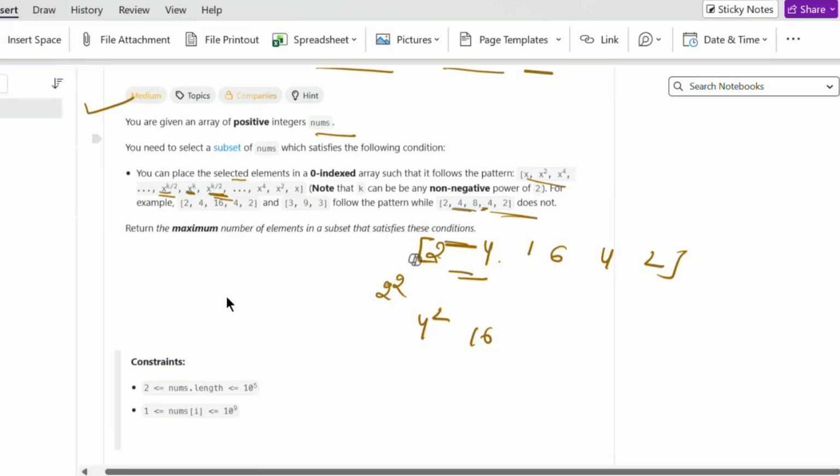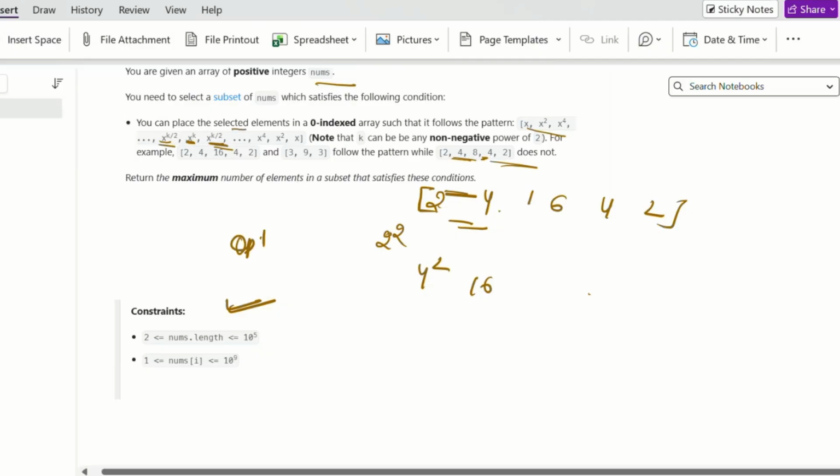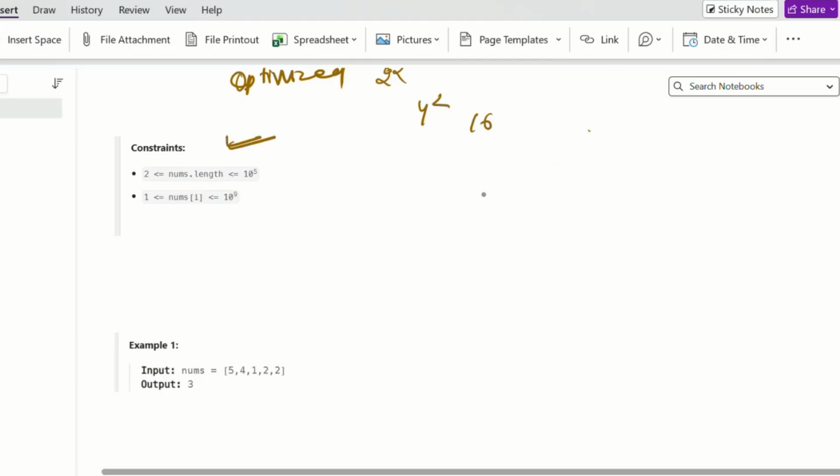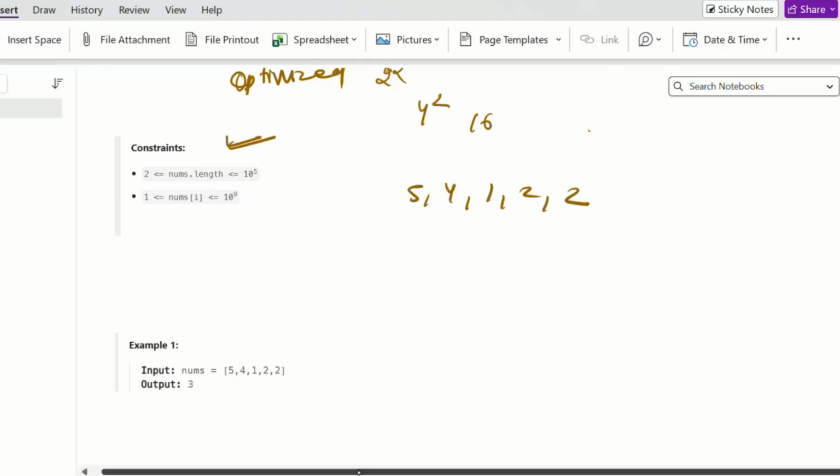If you look at the constraints, they are very large, so we need to look for an optimized approach. Let's see the first example: we have 5, 4, 1, 2, and 2. In our question, we need to first select, suppose in this, what will be the valid subset? The valid subset is 2, 4, and 2.